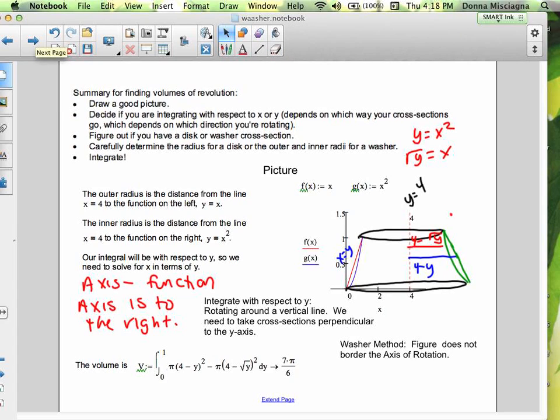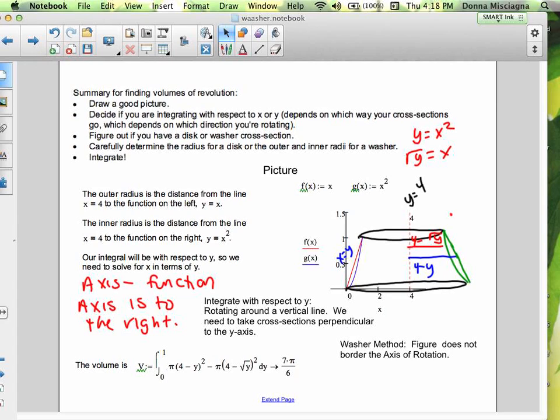All right, so now we'd have to square those, and then we would just integrate and evaluate. So this would be a washer method because the figure does not border the axis of rotation. If you'd like, I'd be happy to solve out the rest of the way. It's just a matter of squaring and simplifying and then integrating like I did on the other pages.